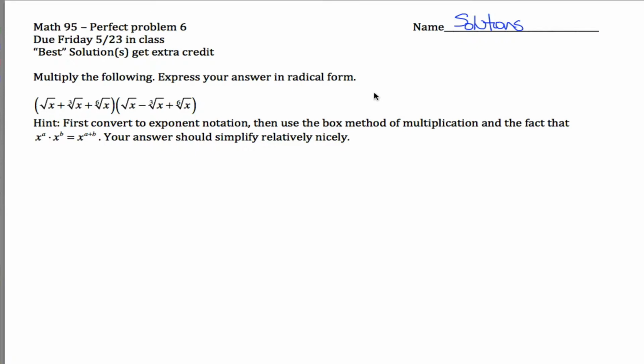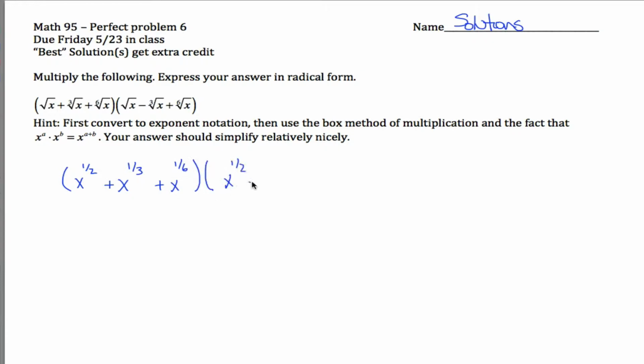Solutions for perfect problem 6 for math 95. We're asked to multiply this mess right here out. I'm given a hint that the easiest way to do it is to think that the square root of x is really x to the 1/2 power. And similarly, the cube root of x is x to the 1/3 power. And the sixth root of x is x to the 1/6 power.